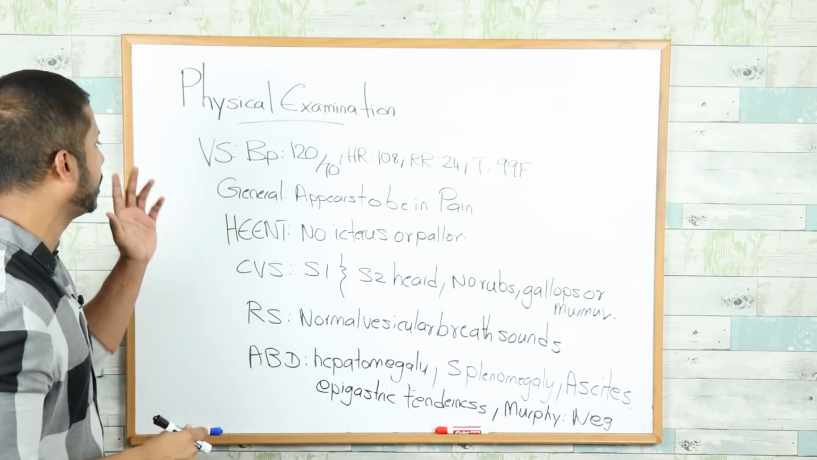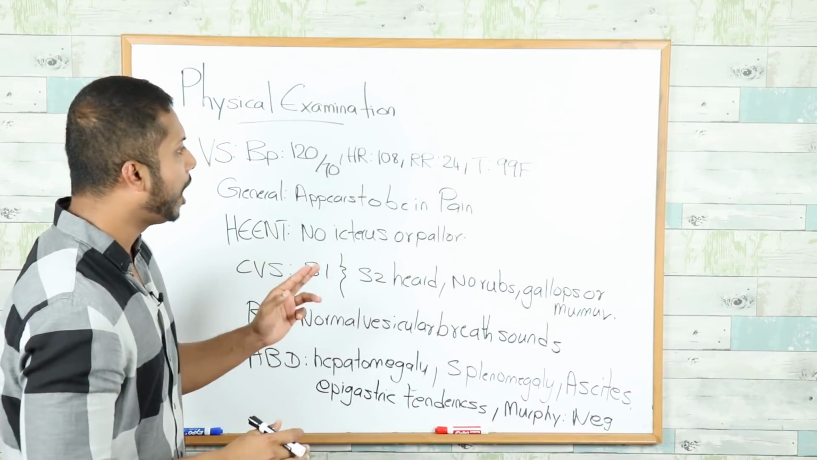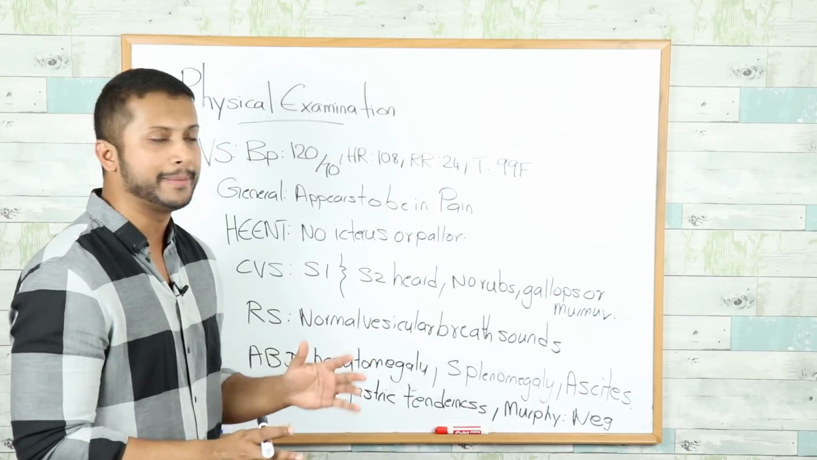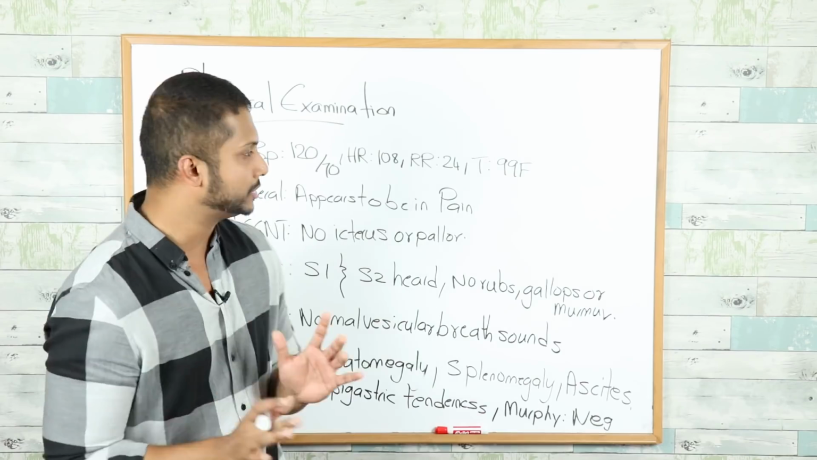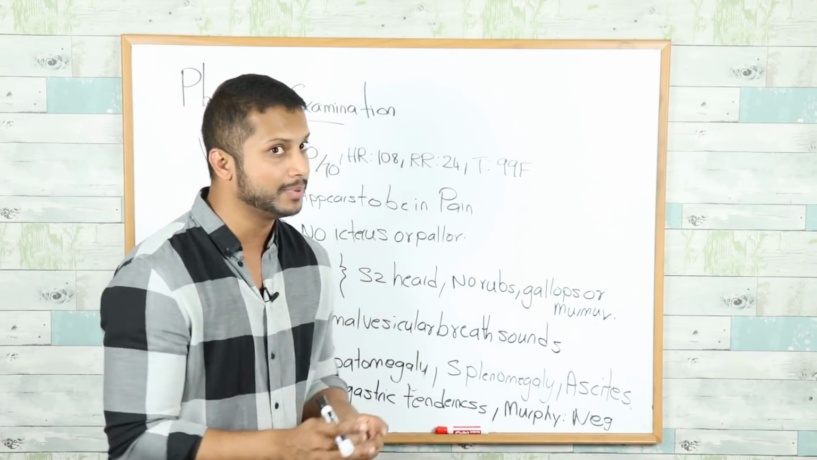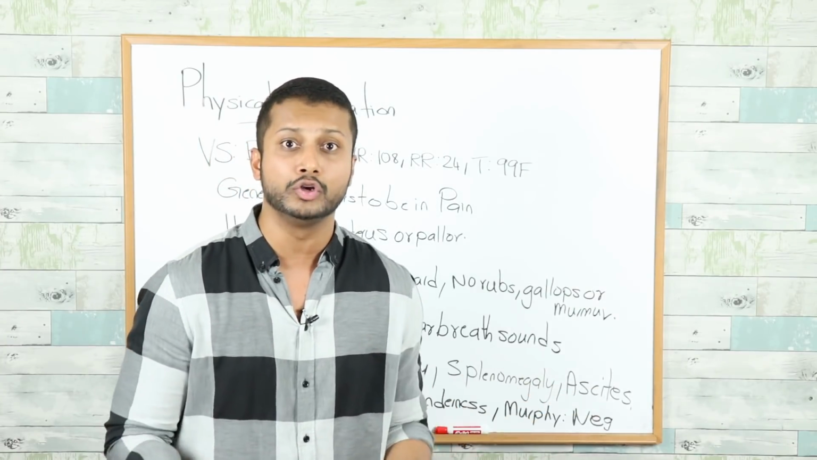All right, the patient's got blood pressure of 120/70, heart rate of 108, respiratory rate of 24, and a temperature of 99 degrees Fahrenheit. These are all important findings, because the important thing I want to know is the patient is not in shock. However, the patient has a little bit of tachycardia going on, probably because of pain or maybe because of decreased volume in the patient's body.